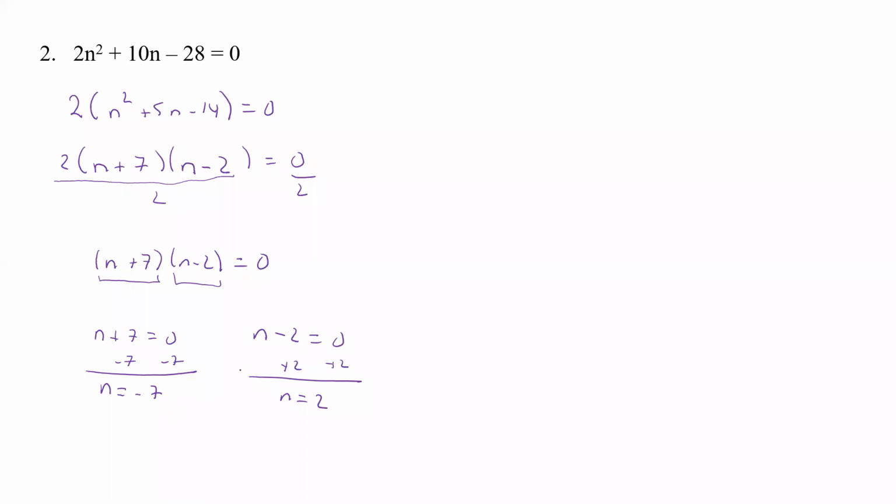And again, both of these will work in this original equation, because it doesn't matter if it's positive or negative distances, and so that'll work. Now, if you always want to check, that would be a good thing. If you actually plug in negative 7 and square it, times 2 plus 10 times the negative 7 minus 28, that should be equal to 0. And same thing if you plug in the 2 there.